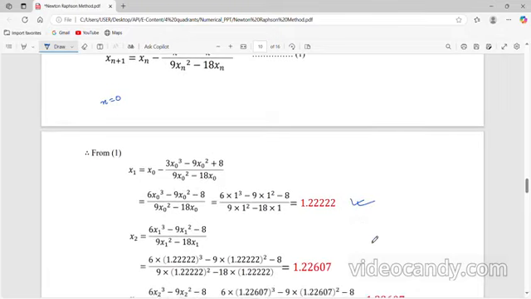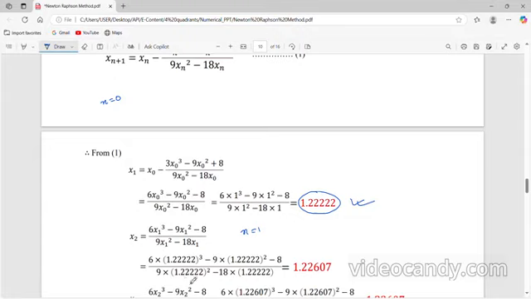Next is x2, that means putting n equals 1. In place of x0 it will be x1. So now x1 will be this. Always we put the updated value. So x1 into this, 6 into x1 cube minus 9 into x1 square minus 8.